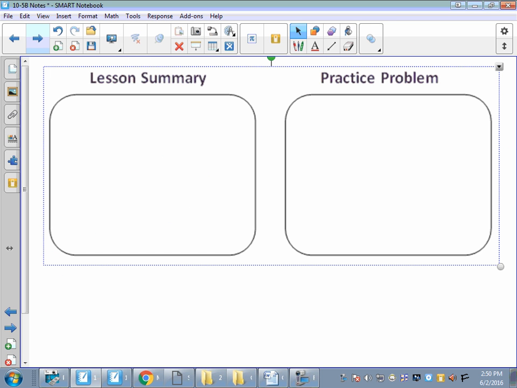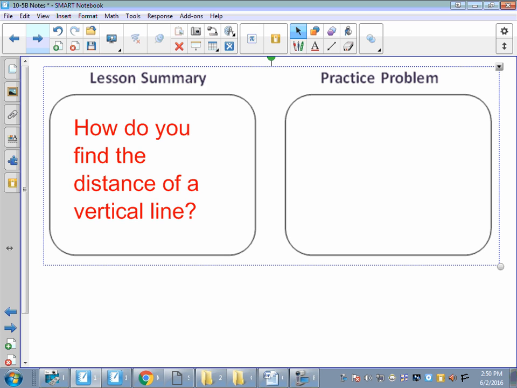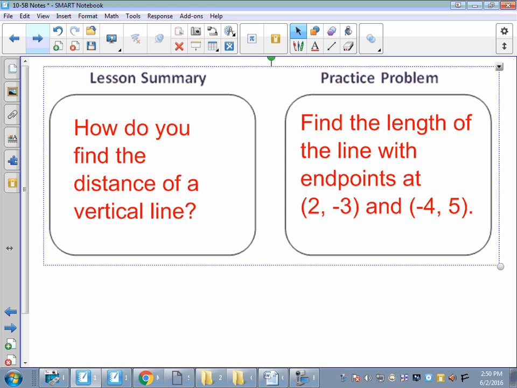So your lesson summary here is, how do you find the distance of a vertical line and find the length of the line with those two endpoints? Good luck.